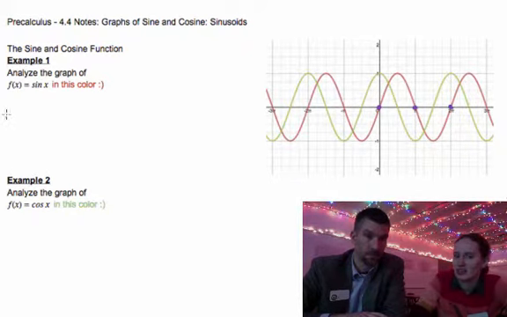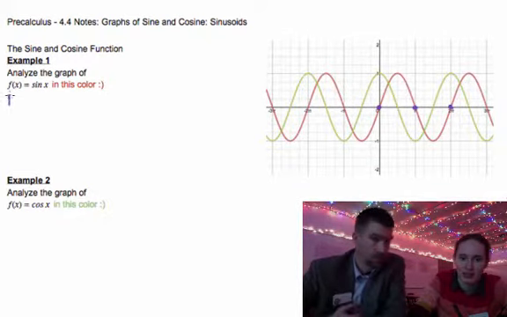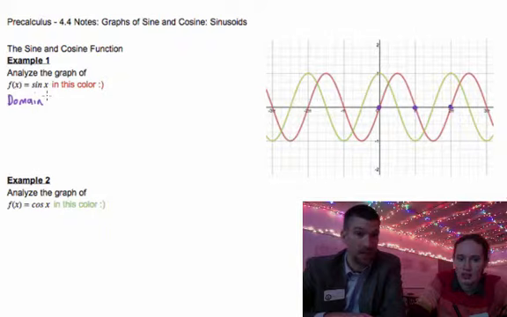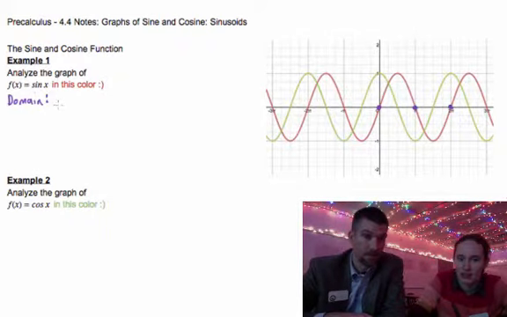So example 1, analyze the graph of sine x. Okay, so how about domain? Domain is all real numbers because every value of x we can plug into that puppy. You can plug in anything for x and get some value for y. So all real numbers, which is negative infinity to positive infinity.